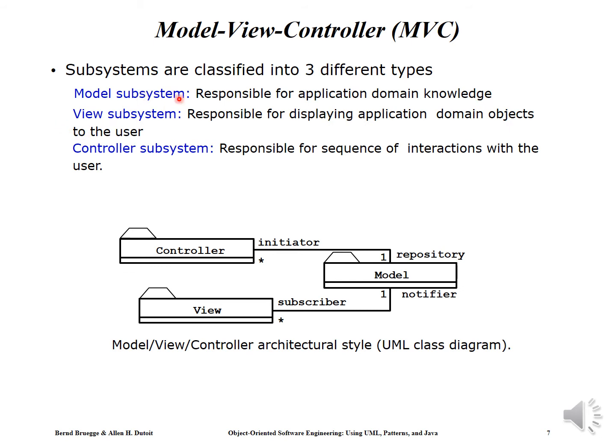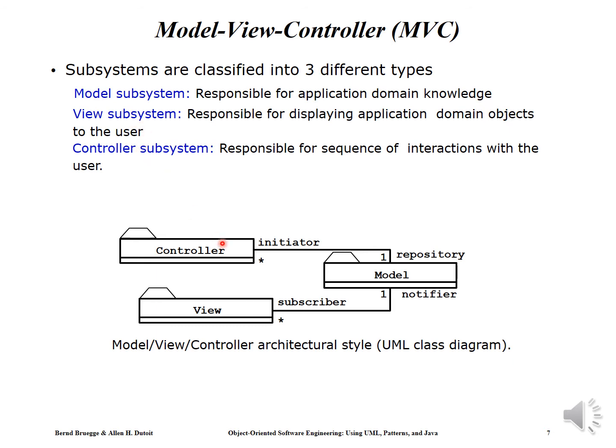So next is view. The view component is used for all the user interface logic. For example, the customer view will include all the user interface components such as text boxes, drop downs, menus that the final user interacts with. So it is responsible for displaying application domain objects to the user. Third is the controller. The controller acts as an interface, as a mediator between model and view.